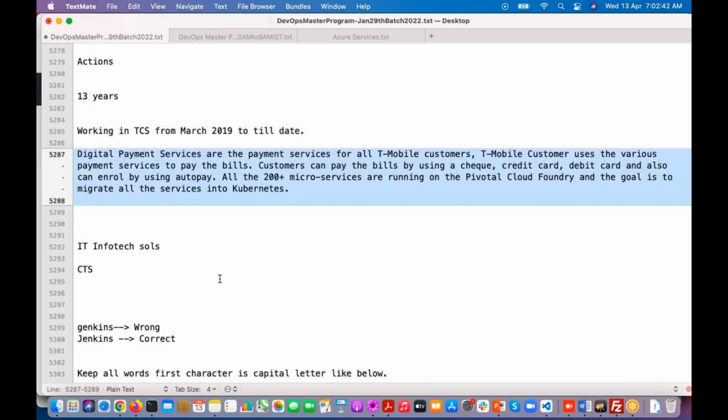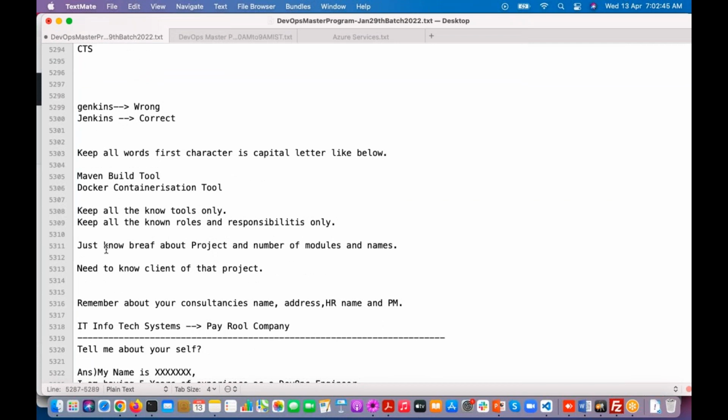Clear? So just know brief about the project and number of modules. This is also very important. Sometimes the interviewers are going to ask simply like this, all these things also.